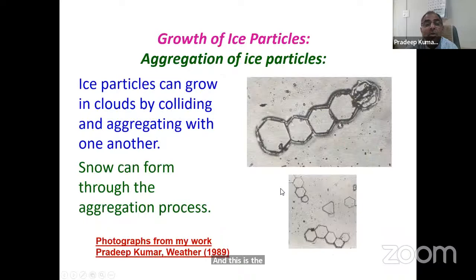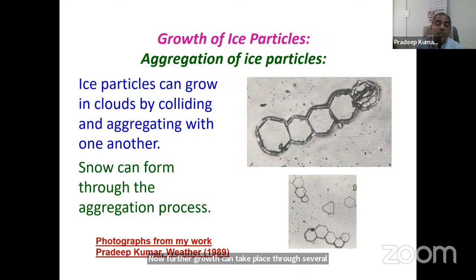Now, once an ice particle is formed in the cloud, it has to grow further. Further growth can take place through a few processes. First is aggregation of ice particles. Aggregation is where they can collide and stick together, provided their fall speeds are different.